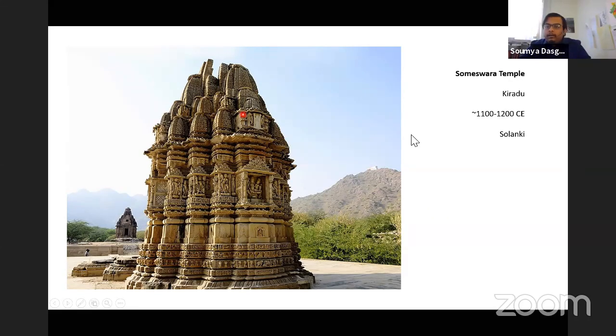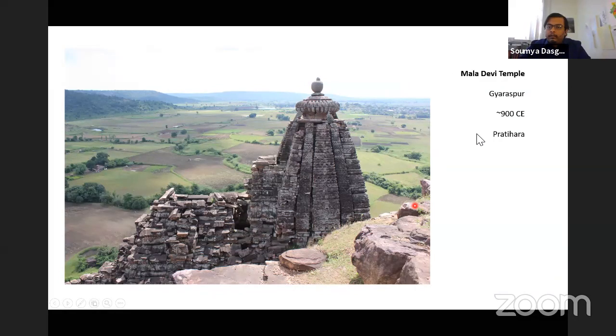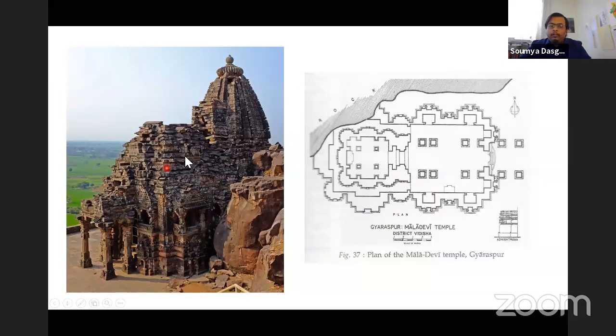Then there is the Mala Devi temple in Gyaraspur, Pratihara style, 900. See, now this one is again identifiable quite easily as you look at the Shikhara, and then you look at the Amlaka here. Most interestingly, this temple is a rock cut temple. Earlier it was a Hindu temple. Later it became a Jain temple.